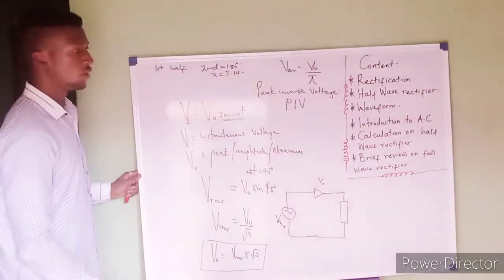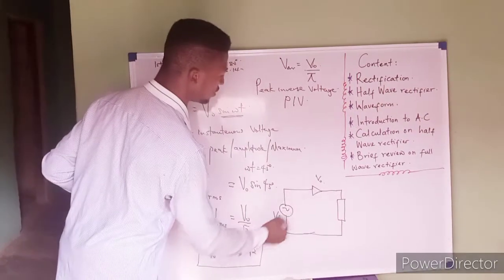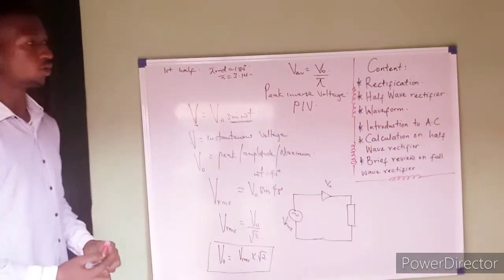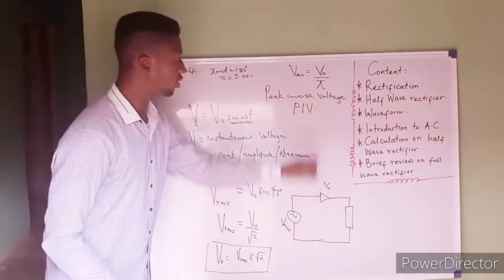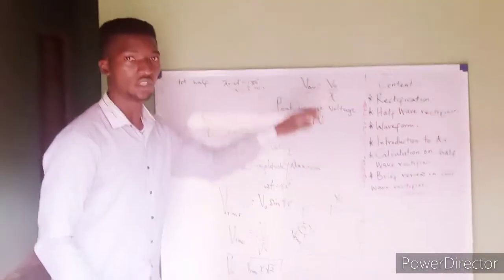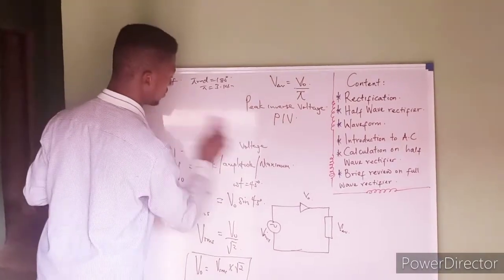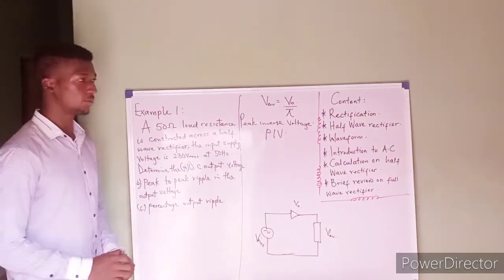And how do I now get the average voltage across the diode? The average voltage across the diode will be divided by pi. When you divide it by pi, you get the average voltage. Okay, let's solve one question here. Let's take this question for example.